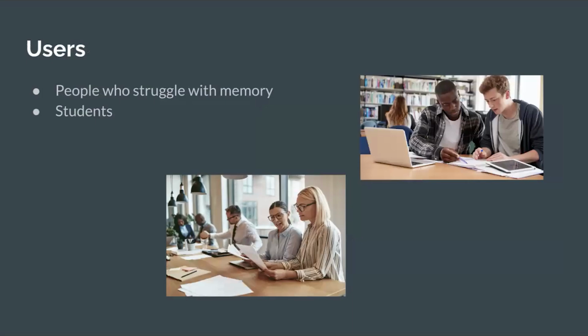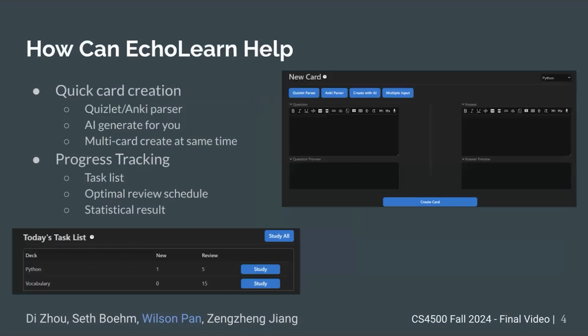First, our user could be anyone who's struggling to retain knowledge, while our prime user is students. Students have significant amounts of information to memorize from every class. As a student, it's difficult to keep track of a study plan for every class while managing schoolwork. So how can Echolearn help?